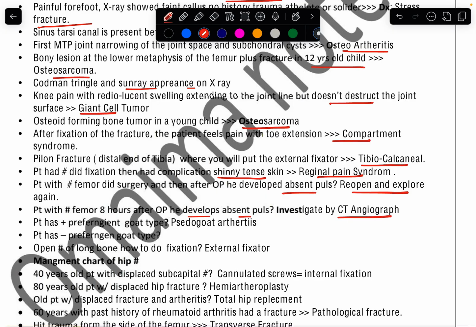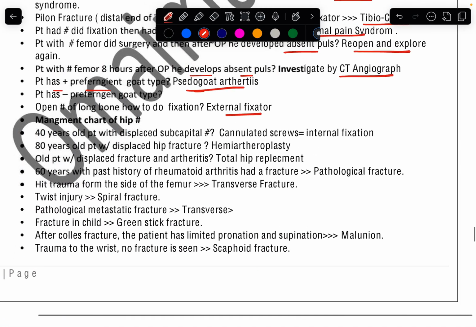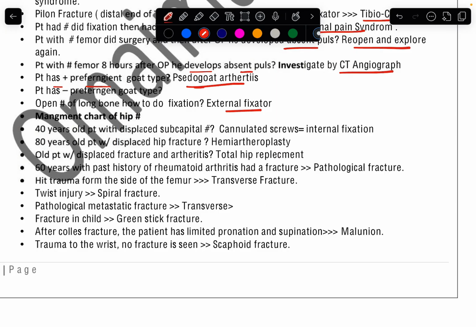Patient has gout type presentation like pseudogout. Patient has gout, open fracture of long bone: how to do fixation? External fixator. Management of hip fracture: 40-year-old patient, displaced subcapital fracture: cannulated screw. Young patient. Old patient, displaced: hemiarthroplasty. Old patient, displaced fracture, arthritis: total hip replacement.